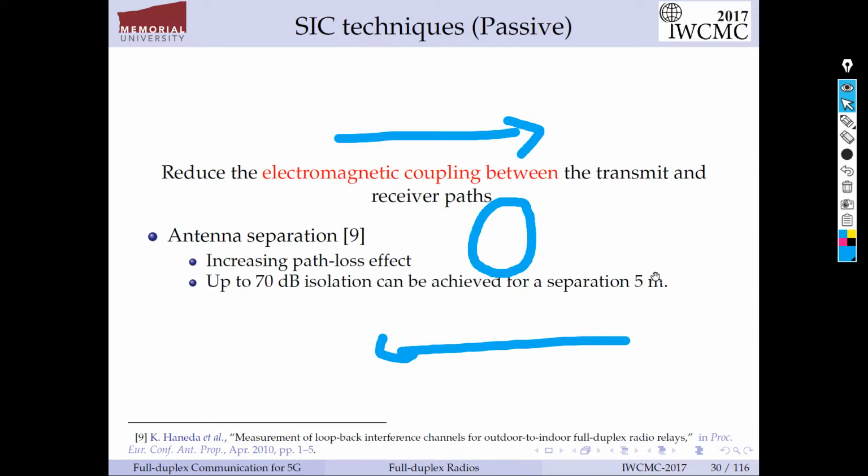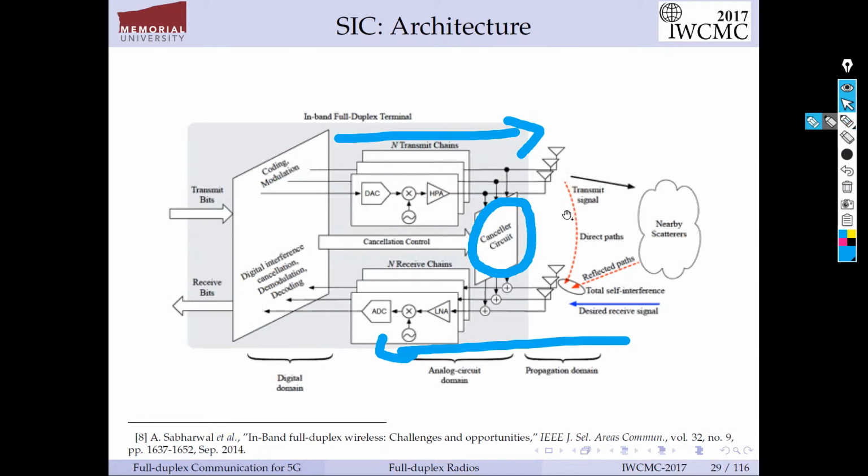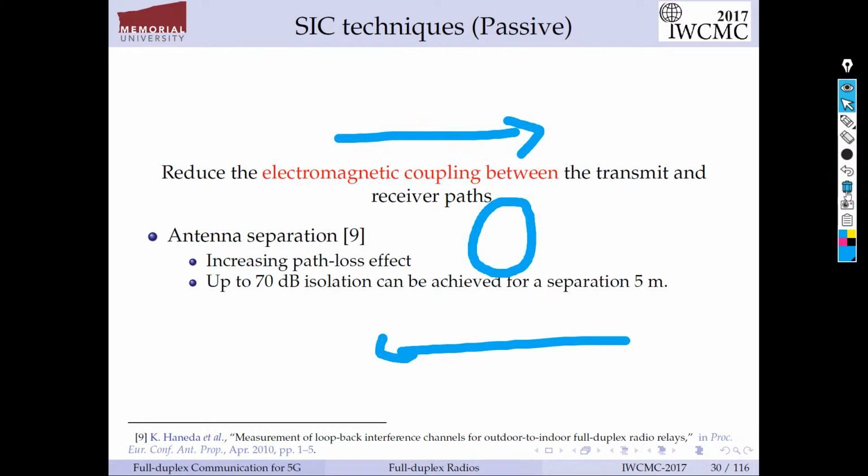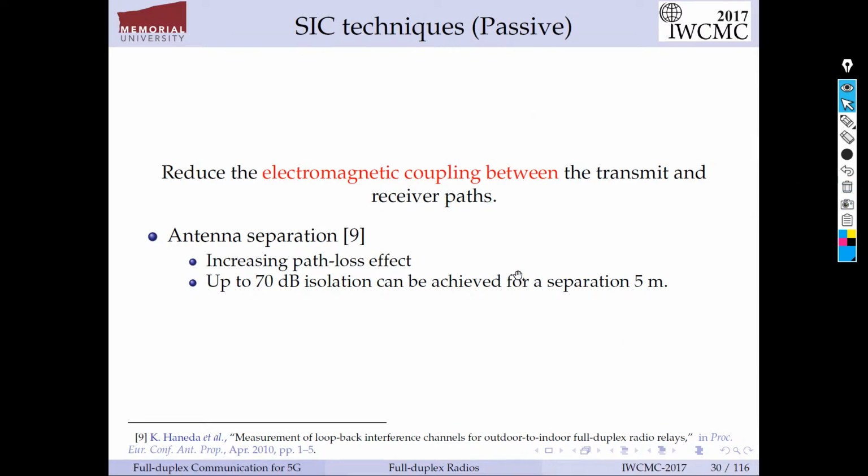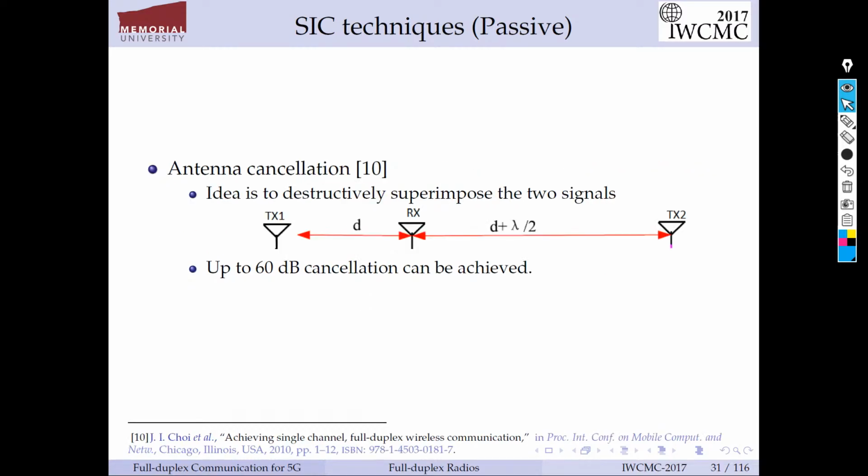So this is one algorithm that can reduce the self-interference implemented in the analog domain, and we call this technique passive. Passive because it's on the analog side. The elements are not active. So it reduces the electromagnetic coupling between the transmit and receive path. Antenna separation is also another interesting technique that can be used to suppress the interference. It can suppress the interference up to 70 dB isolation.